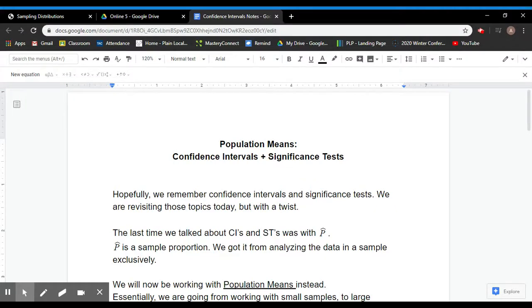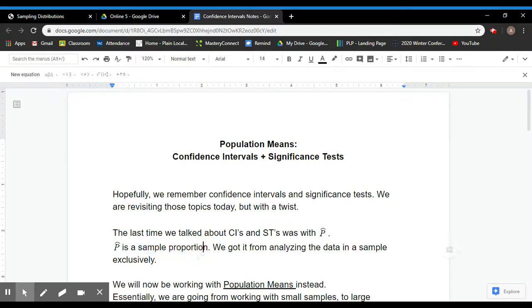Moving on from chi-square testing, it's going to seem like we're backtracking a little bit because we're once again going to be talking about confidence and significance testing. So, last time we talked about confidence intervals and significance testing in the context of p-hat. P-hat, if you don't remember, is the sample proportion, all right?